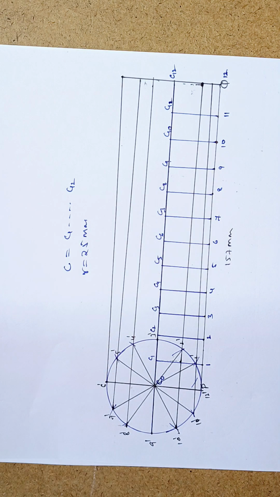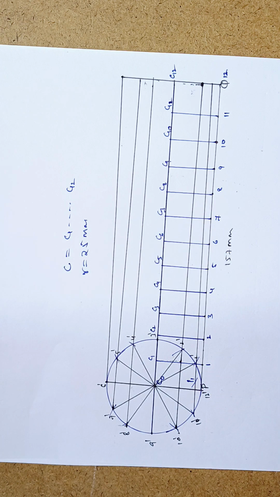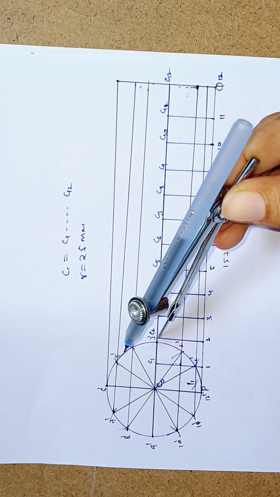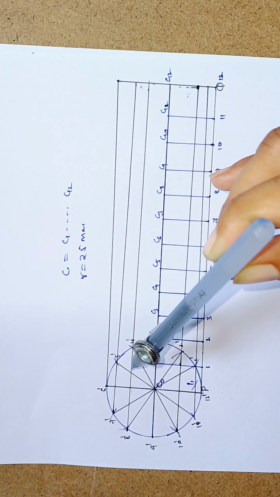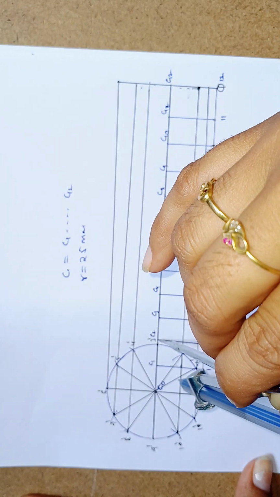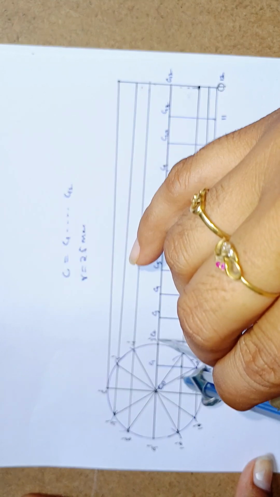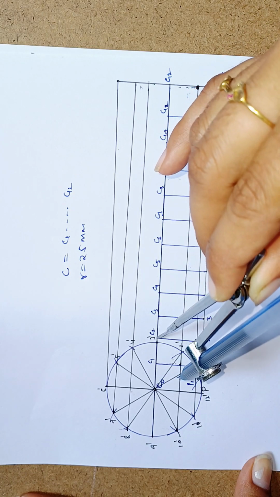That is point P1. Similarly, with the same center C2, take a radius of 25 mm. Cut the horizontal line, the second line. Where is the second line? From the bottom, that is the second line, that is C2.